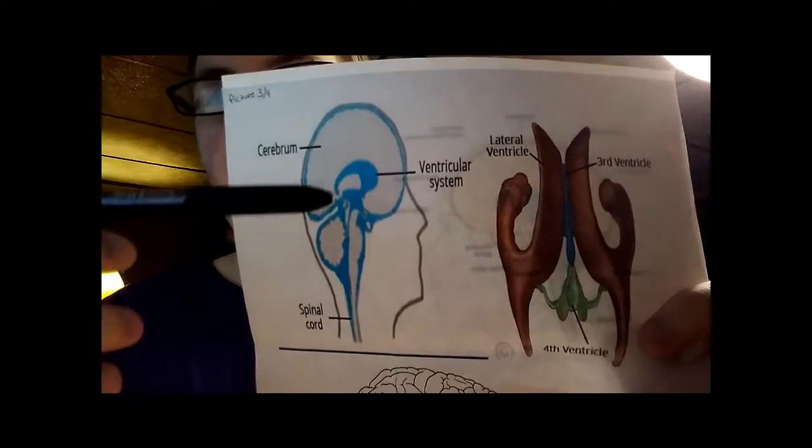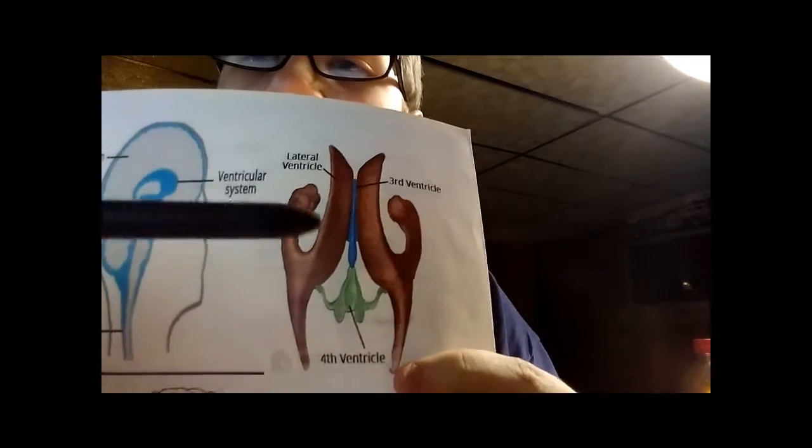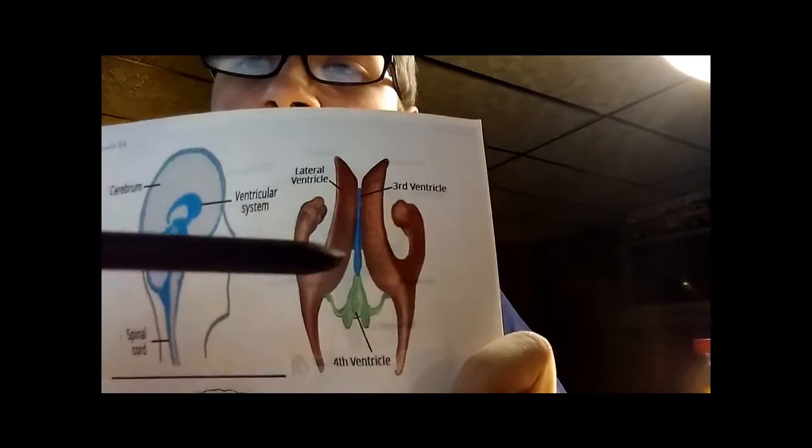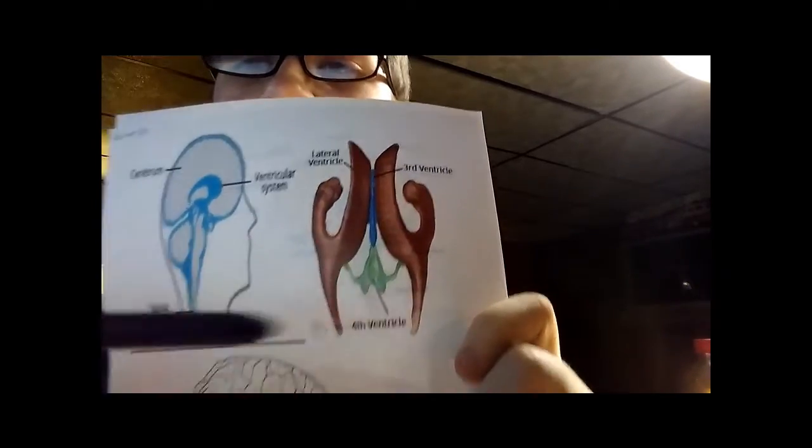Your cerebrum also contains your ventricles. The ventricles is where cerebral spinal fluid is produced and circulated. Cerebral spinal fluid is clear and protects the brain. As you can see in this image, the blue is your cerebral spinal fluid. There are 2 lateral ventricles, a 3rd ventricle, and a 4th ventricle. As you can see in this picture, this is a bird's eye view of your ventricles. You have your 2 lateral, your 3rd ventricle, which is the blue, and your 4th ventricle, which is the green.